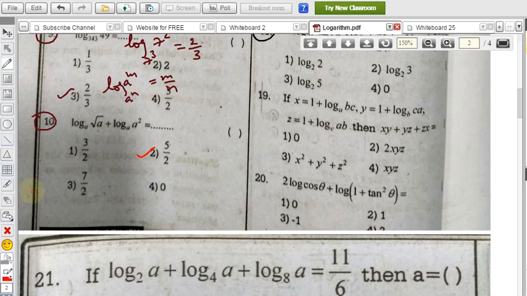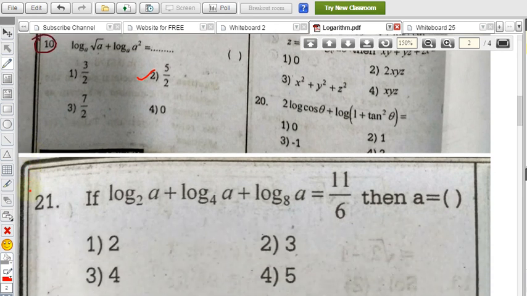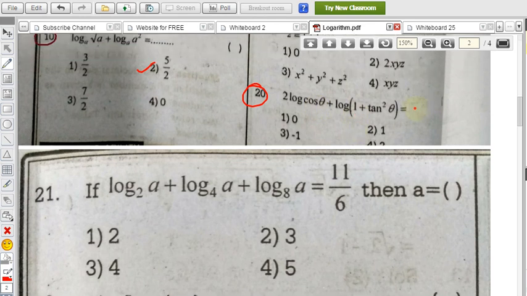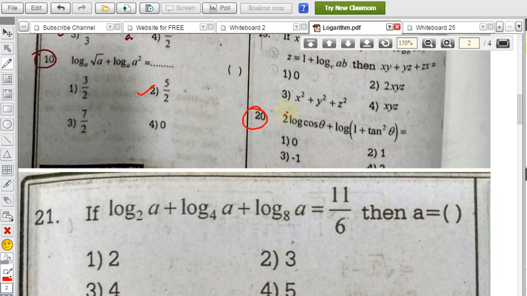So similarly we can use other properties also in this, not only the previous one. This is 2 log cos theta plus log 1 plus tan square theta. So 2 we can write as log cos square theta. So log a plus log b is log a into b: cos square theta into 1 plus tan square theta. 1 plus tan square theta is sec square theta, and cos square into sec square is equal to 1. So trigonometry terms also we can use in this.